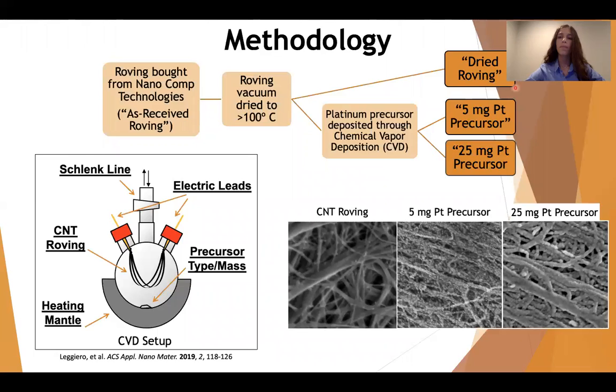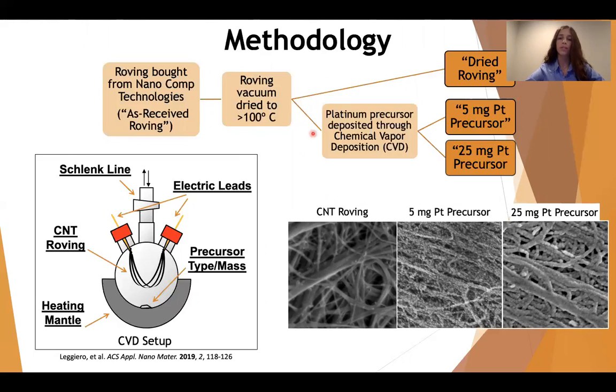I talk about 3 main wires in this study. Originally, roving was bought from Nanotube Technologies. This is known as received roving. My colleagues then vacuum dried this roving to greater than 100 degrees Celsius. After vacuum drying it, this becomes known as dried roving, and a portion of this was put off to the side and to be used as is.